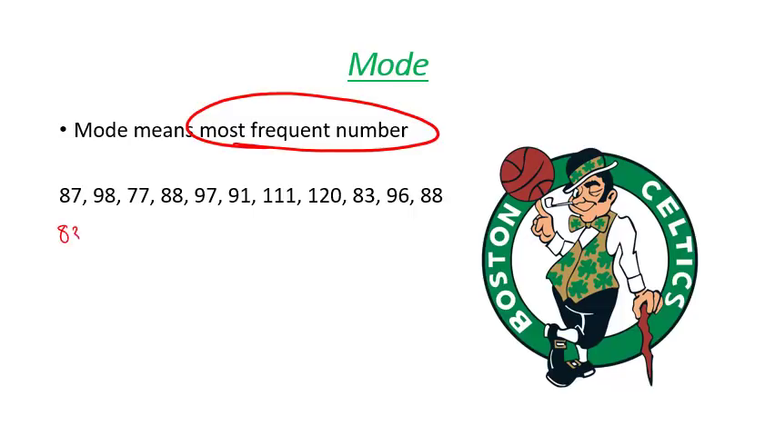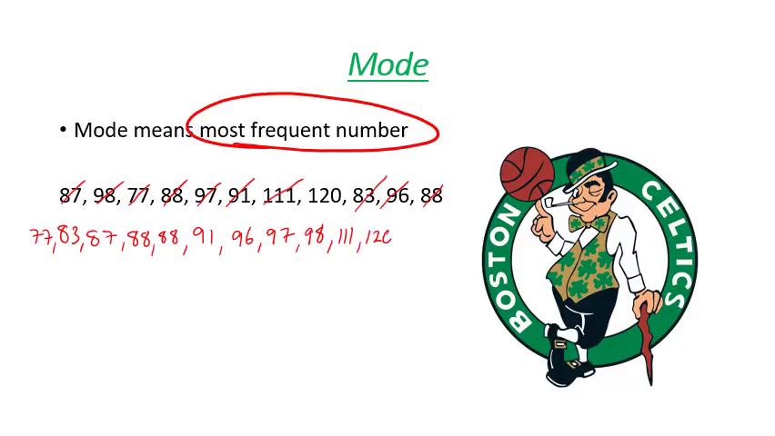So we've got 83, we then have 87, oops, better put 77 at the front. We've got two lots of 88. Let's cross them off. We then get a 91. We've then got 96. We've then got 97, 98. And you can see I'm crossing them off as I go, so that I make sure I've got them all correct.